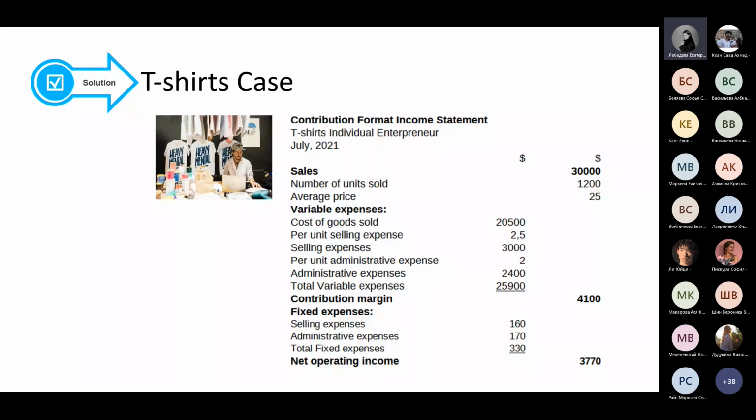Don't forget about the specific parts of this report that we have to provide the headings, the period, and the correct calculations of our values of fixed and variable expenses. Any questions about this part? Is it clear how to develop this contribution format income statement?